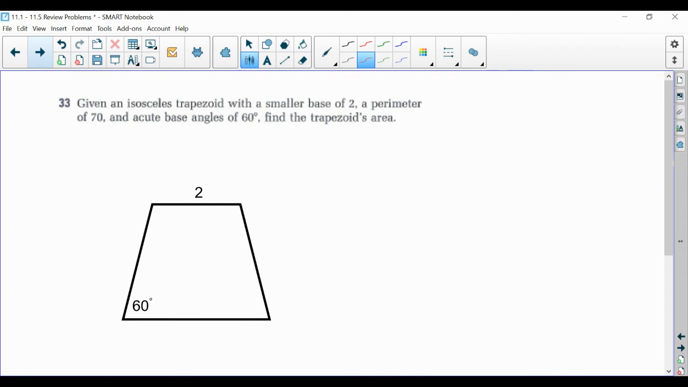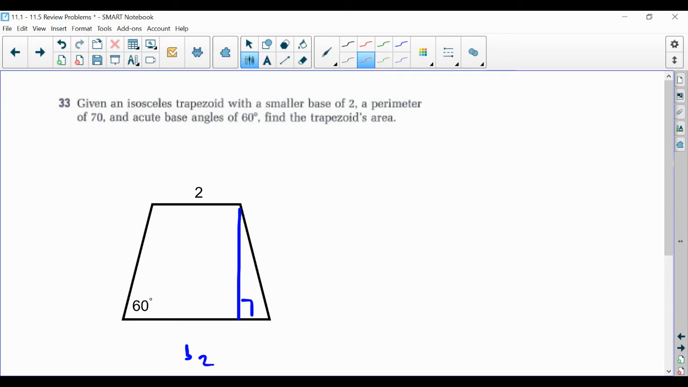Okay, the last question gives us an isosceles trapezoid whose smaller base is 2, the perimeter is 70, and the acute base angles are 60 degrees. So find the area of the trapezoid. Okay, well, we're going to need to know what the second base is down here, and we're going to need to know what the height is.